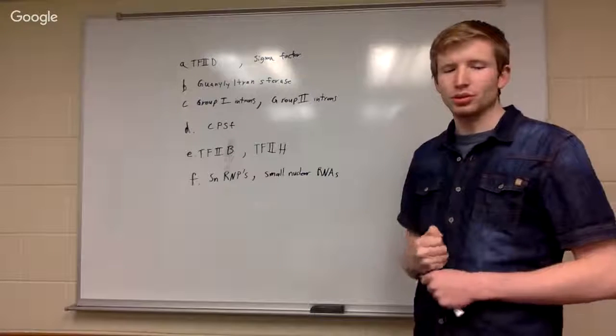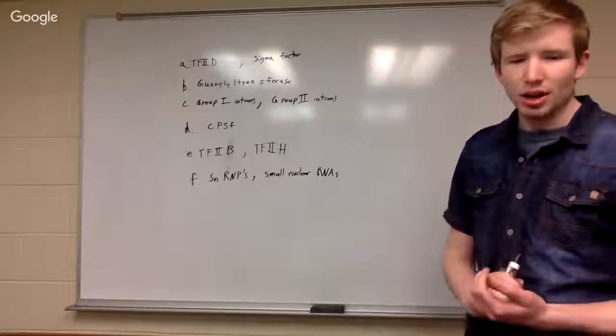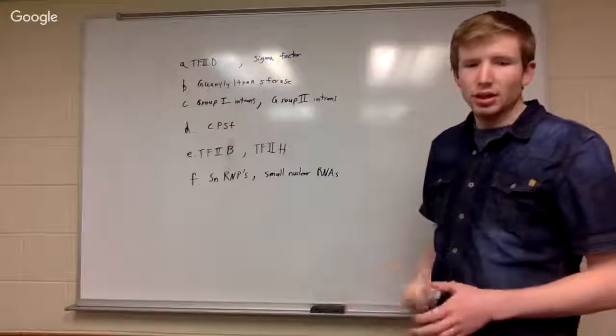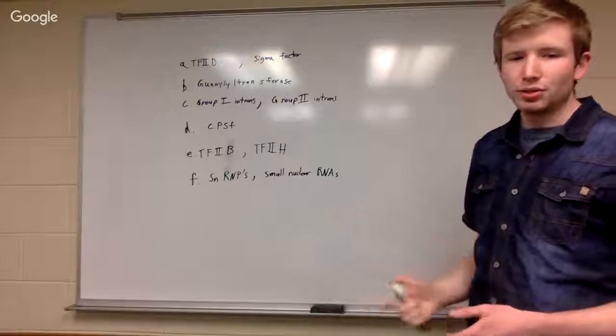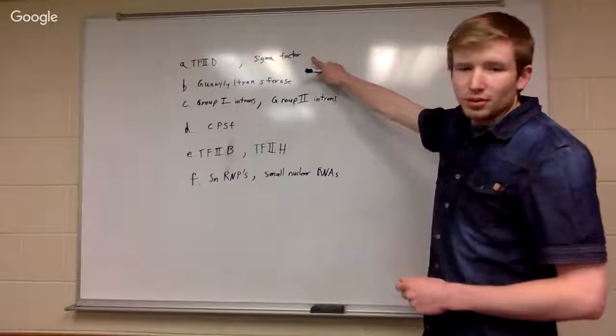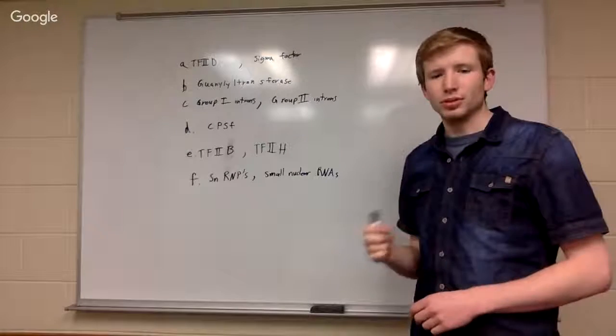I'll be working on question 2 of the group project practice problems. So for A, we have TFIID as what binds to the TATA box, while the sigma factors bind directly to the -10 and -35 sequences.